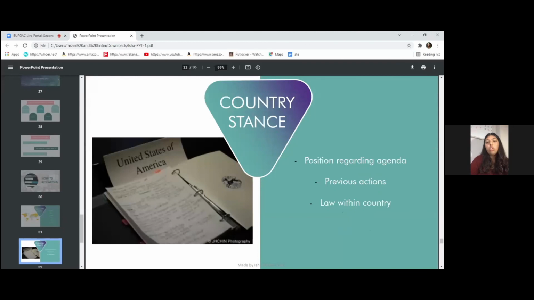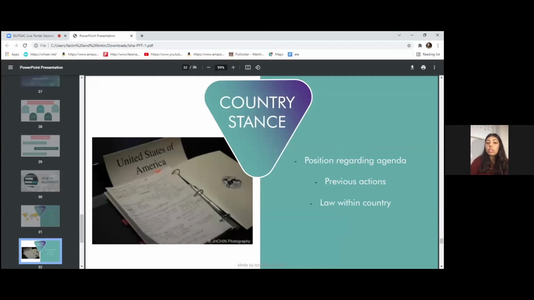Country stance. So basically, position regarding the agenda, what previous action has been done, and law within the country. Your municipal law is stronger; no international law can reject your municipal law. Let's say, again using the example of Saudi Arabia, in the UN Charter, the right to equality has been mentioned. In ICCPR, ICESCR, UDHR, and many laws in the world, the right to equality and self-determination has been mentioned, right? However, there are still many countries who do not follow that.